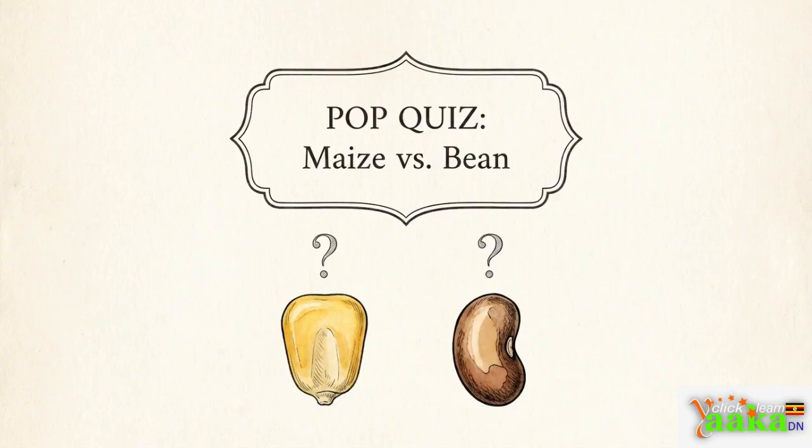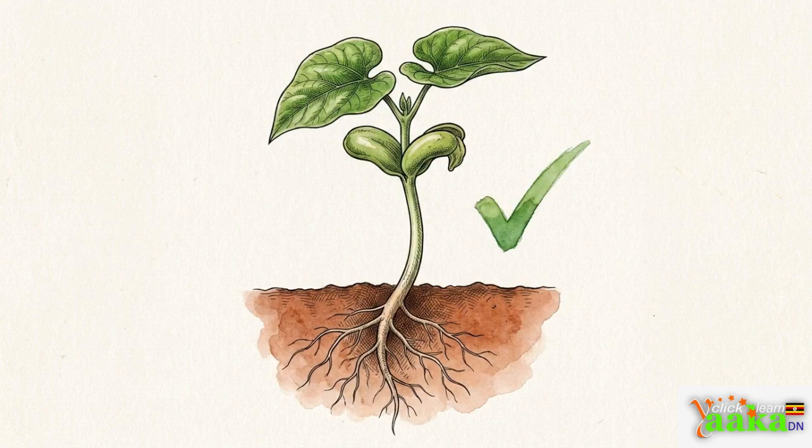Take a moment to test your recall. Which of these 2 distinct pathways pushes its cotyledons above the ground, maize or bean? If you identified the bean, demonstrating epigeal germination, you are correct.